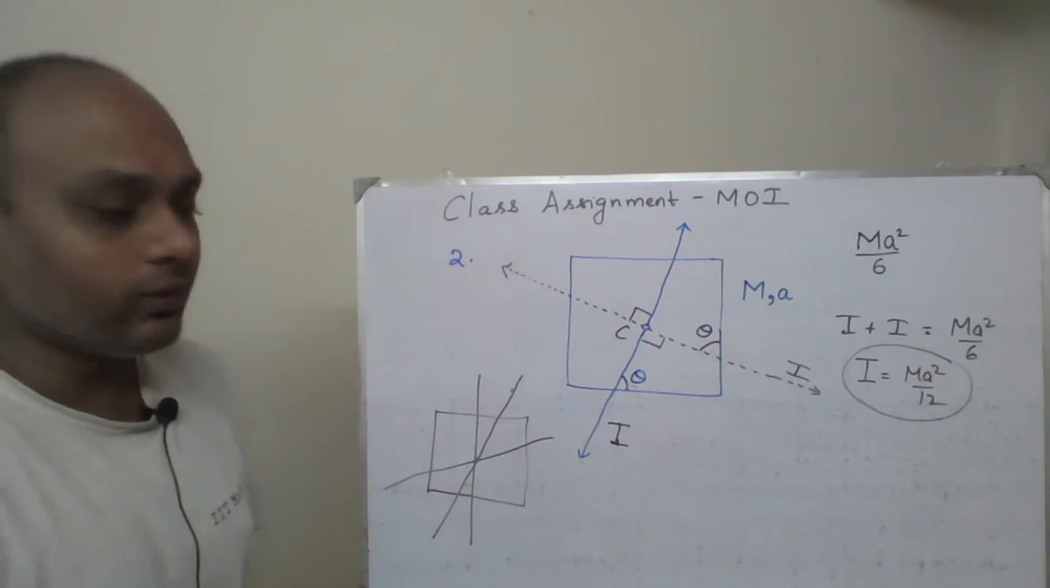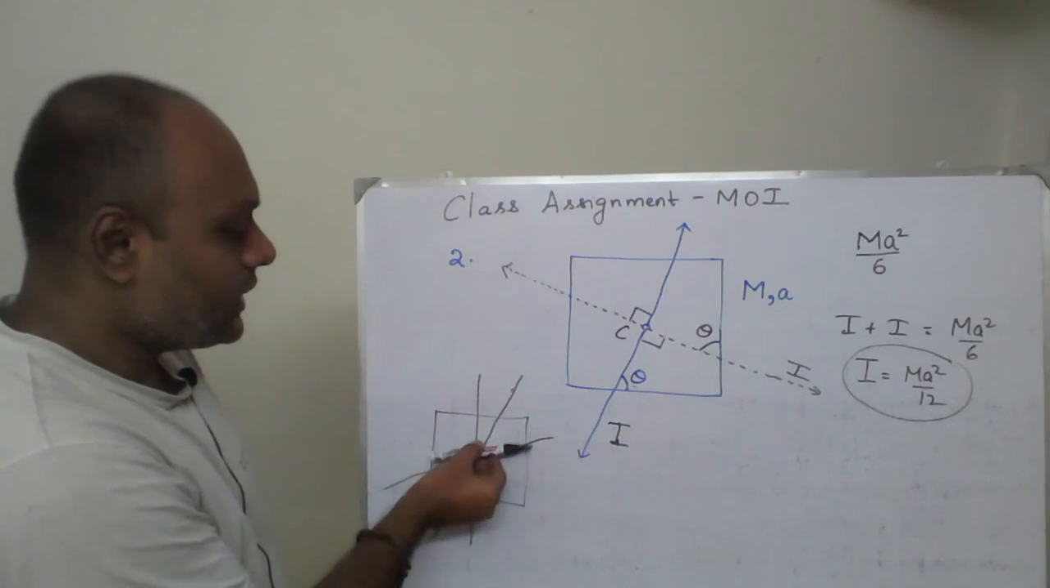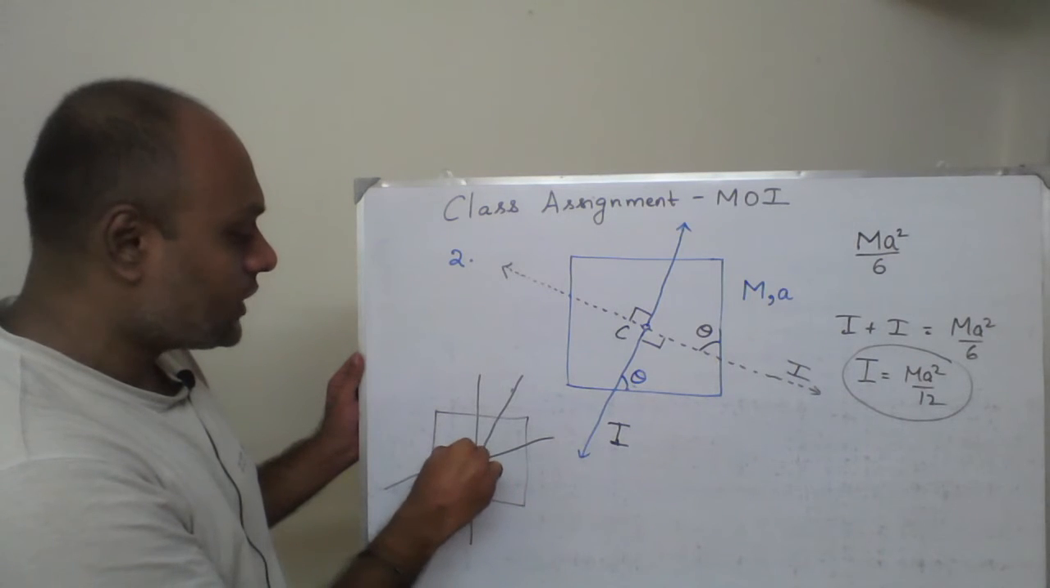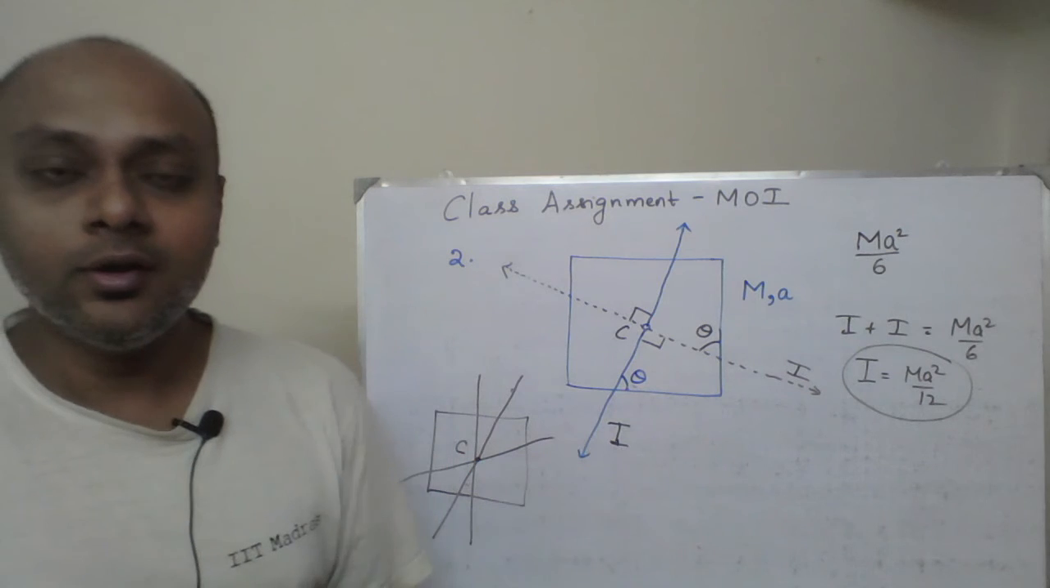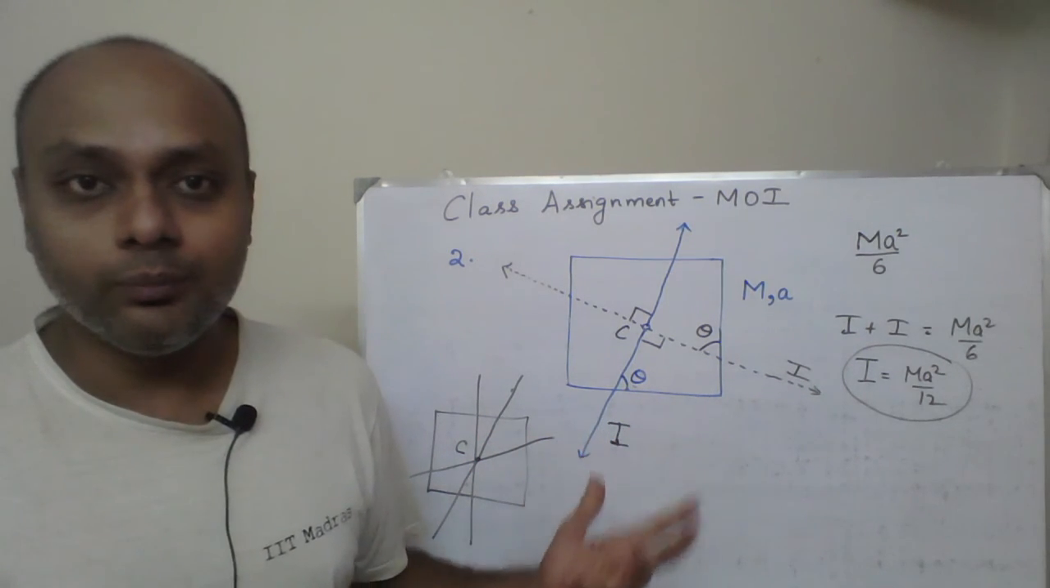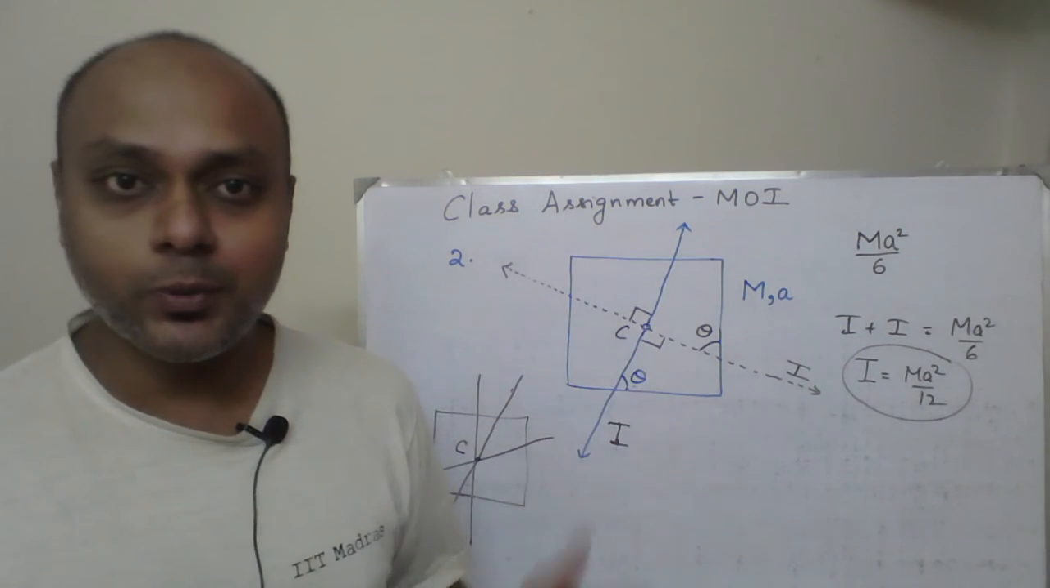So that is the interesting thing. About all these axes lying in the plane of the square and passing through the center of the square, the moment of inertia is just going to be ma square by 12. It's a very interesting thing to note. Okay, so that solves this particular question.